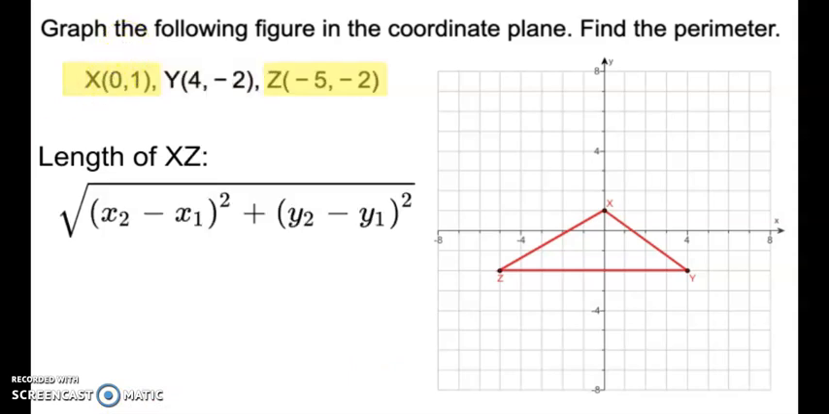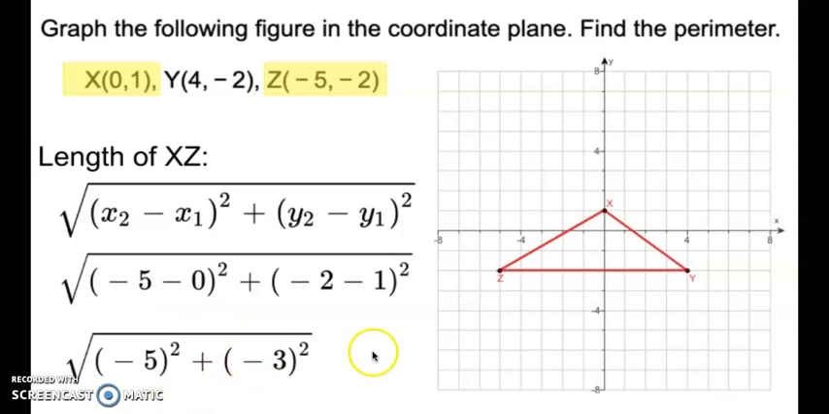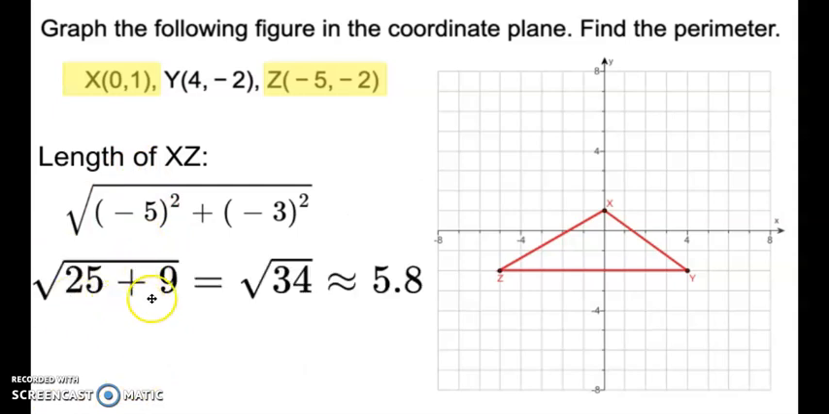xz, we'll use the coordinates x and z, and we'll do the same thing. Put in the x coordinates of -5 and 0 and square that, and the y coordinates of -2 minus 1 and square that. So -5 minus 0 is -5, -2 minus 1 is -3 squared. So now we square them, you get -5 squared is 25, -3 squared is 9. 25 plus 9 is square root of 34, which is approximately 5.8. Now let's find the third length.